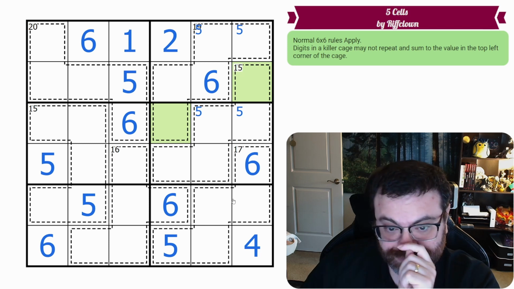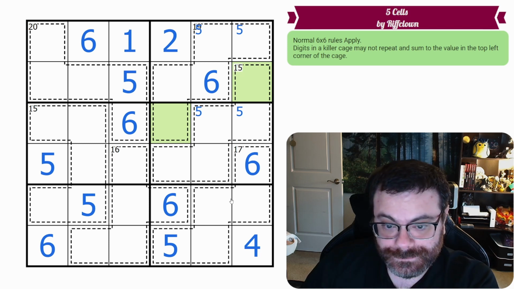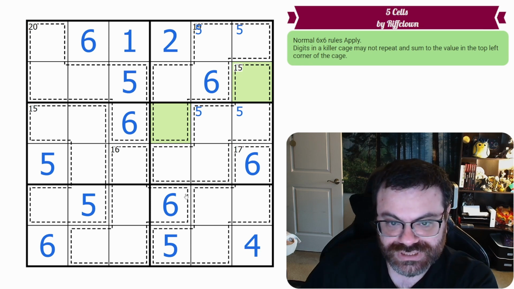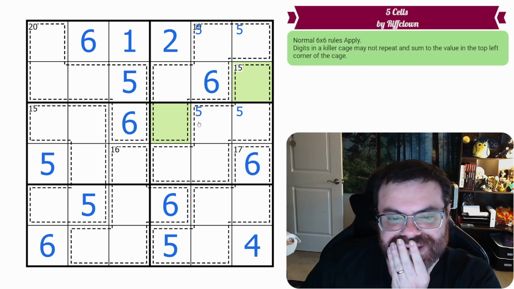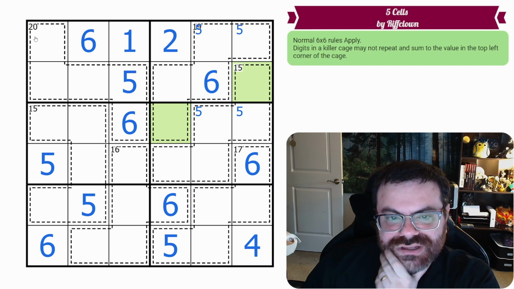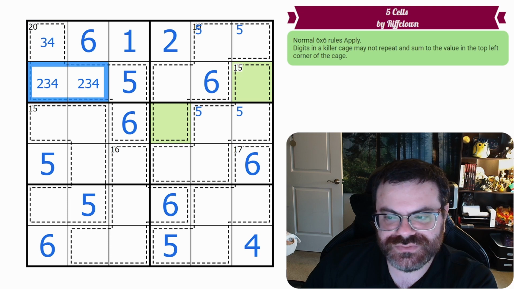Okay. So 5s are not done. We have these 5s left. Okay, what else can we do? Let's start filling triples here, because that might help. So 2, 3, 4 goes here. So the 2 is in one of these two.